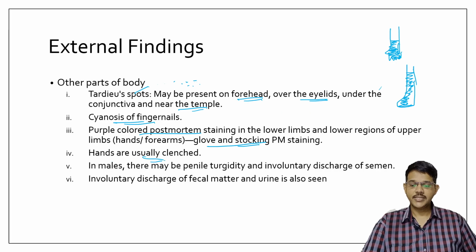Hands are usually clenched. In males, sometimes penile turgidity may occur, and involuntary discharge of semen may also be seen. Involuntary discharge of fecal material and urine may also be present.